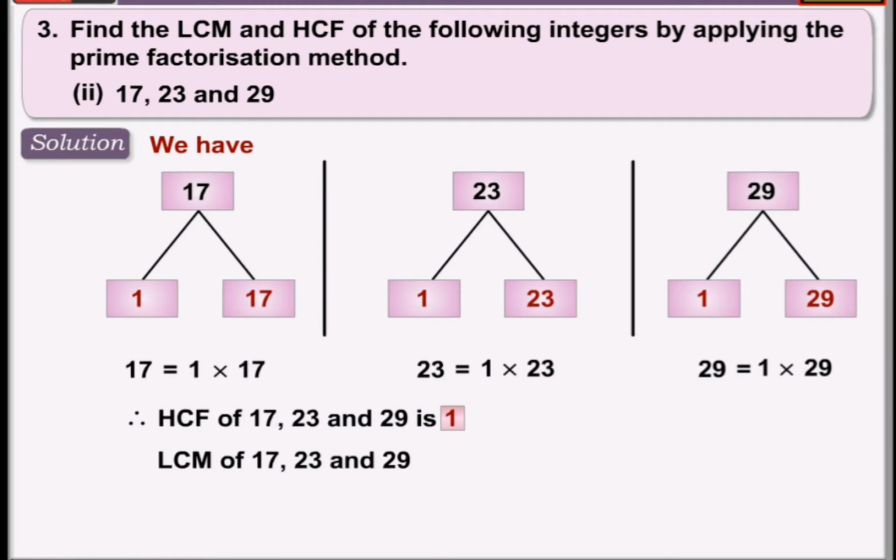LCM of 17, 23 and 29 is 17 into 23 into 29. That is 11,339.